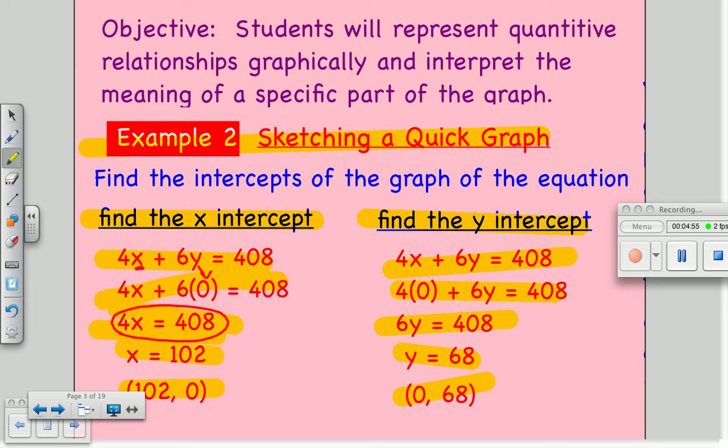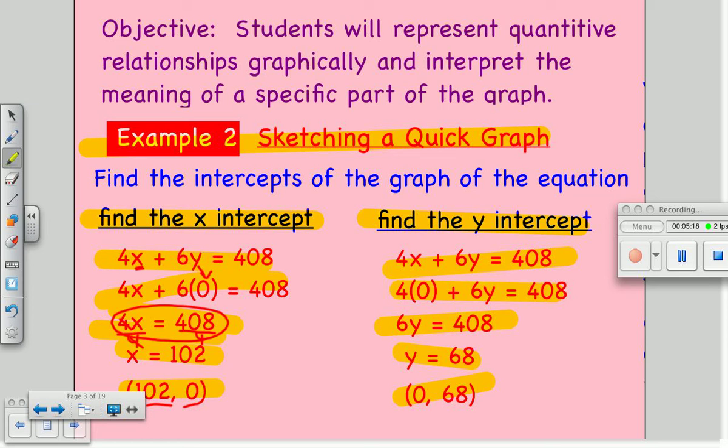Then we're going to divide by 4 to solve for x. Divide both sides by 4. 4x divided by 4 is just x, and 408 divided by 4 is 102. So the x-intercept is 102. The y we made 0. So this is your ordered pair, 102, 0.